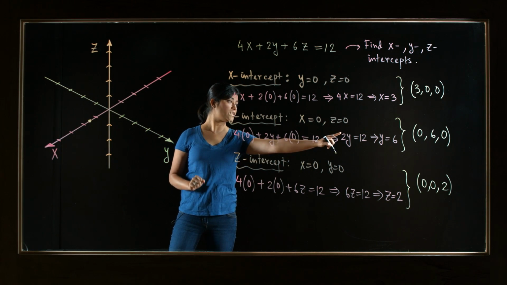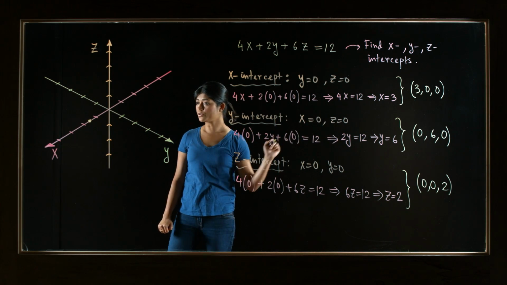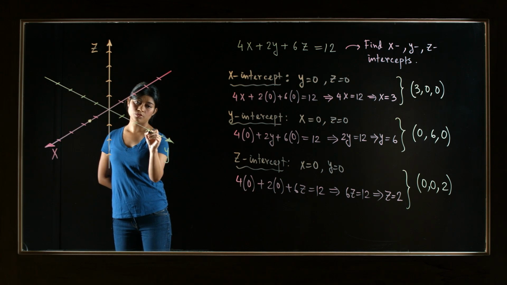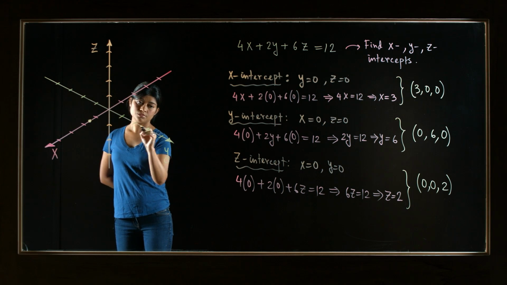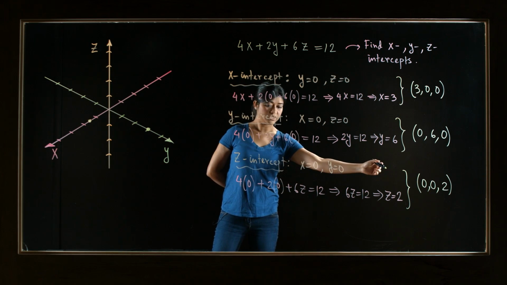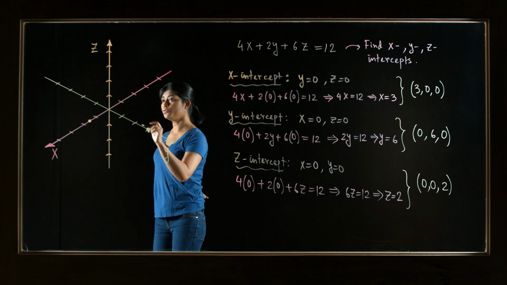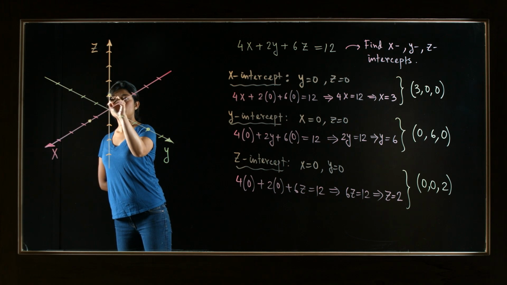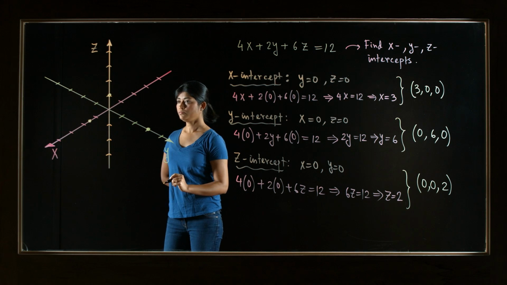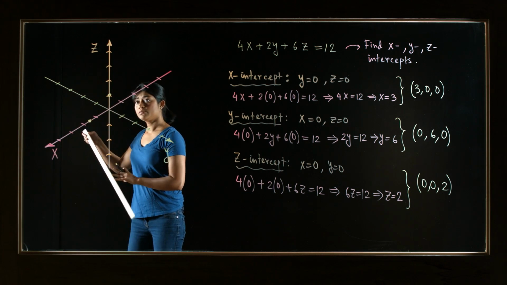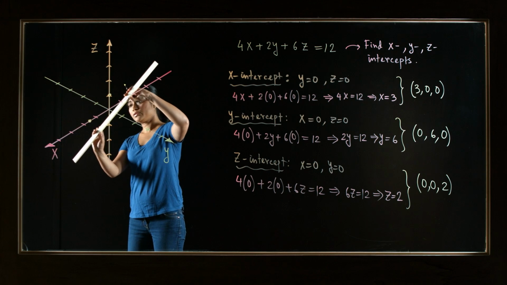The second point is 0, 6, 0, so on the y-axis we'll go 2, 4, 6 units, so that's the point on y. And for the z-intercept, we have 0, 0, 2, say this is 2, so on the z-axis, this is the point. And now, let's join these 3 points.